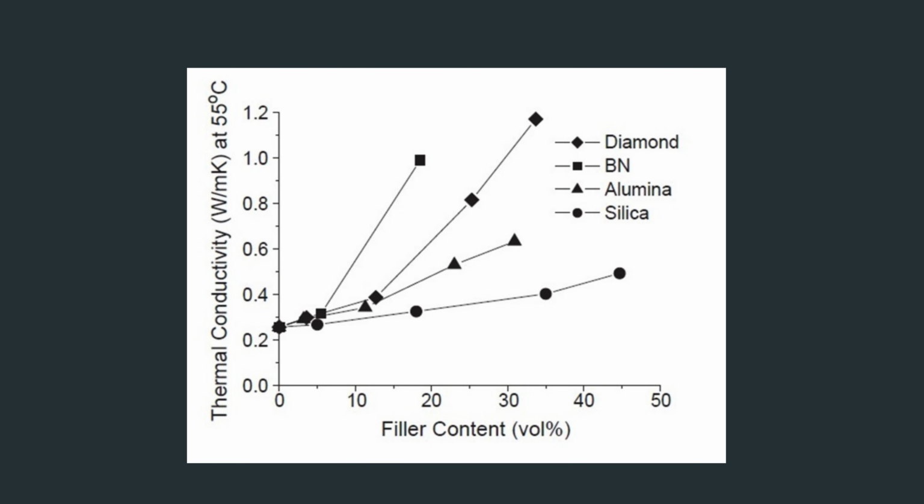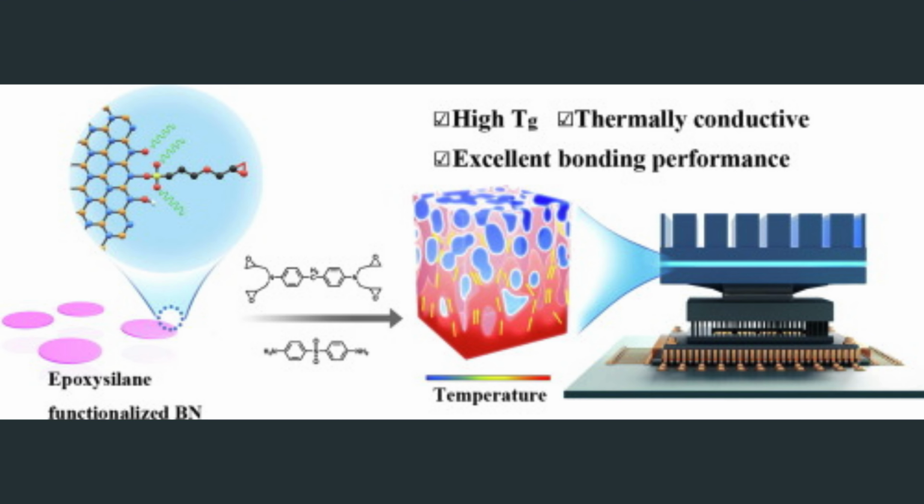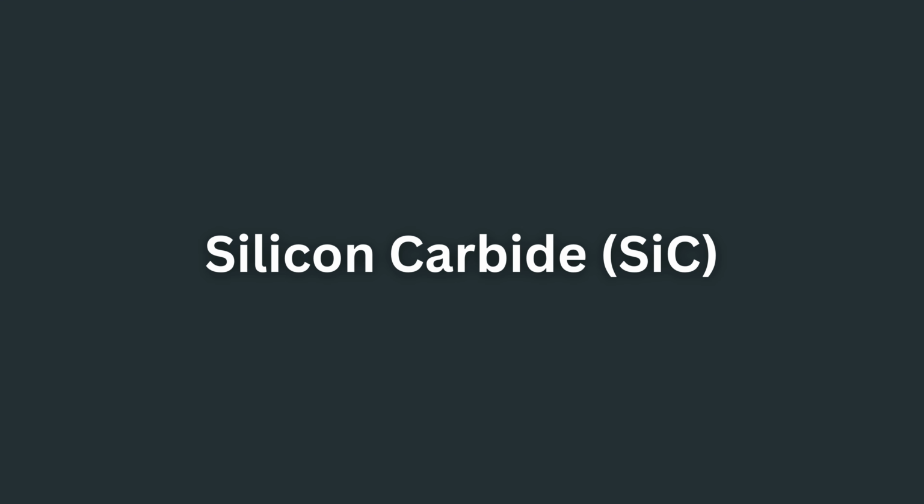Hexagonal boron nitride, HBN, has a layered structure that facilitates efficient heat transport along the plane of the layers. BN fillers can form aggregates within the polymer matrix, thereby enhancing heat conduction pathways. Importantly, effective improvements in thermal conductivity can often be achieved at relatively low filler concentrations, thereby minimizing increases in viscosity.